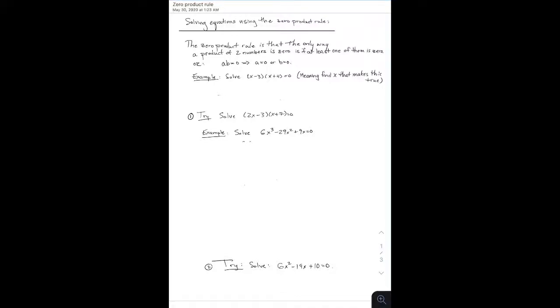So here we want to solve equations using what's called the zero product rule. The zero product rule says that the only way a product of two numbers is zero is if at least one of the numbers is zero. Or in symbols, a times b equals 0 implies a equals 0 or b equals 0.